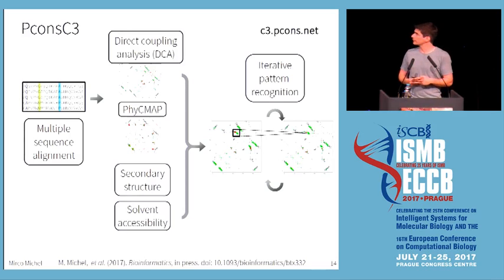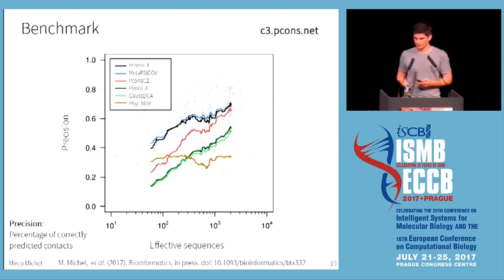And we also use some additional input features from secondary structure and solvent accessibility, and an additional contact prediction method, which is not based on direct coupling analysis. And you can see here why we use this method. This one is the one which is not based on direct coupling analysis, and this one is just plain direct coupling analysis. And you see that the performance, which is measured in precision, so the percentage of correctly predicted contacts, strongly depends on the family size for direct coupling analysis. But there are methods like this one that are less dependent on the family size.